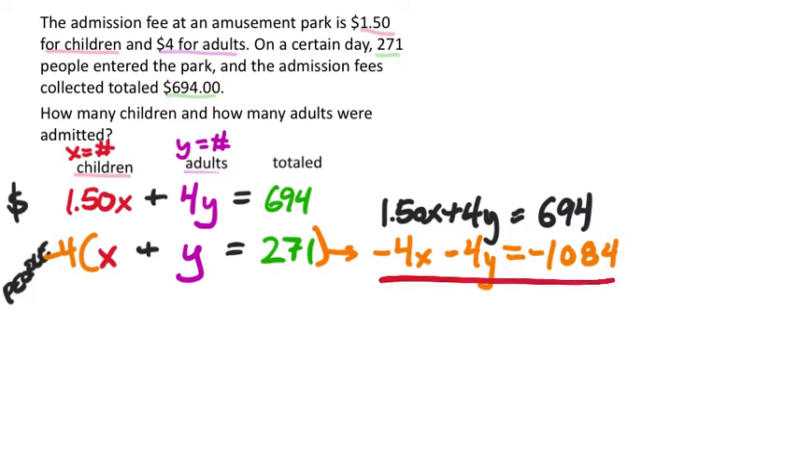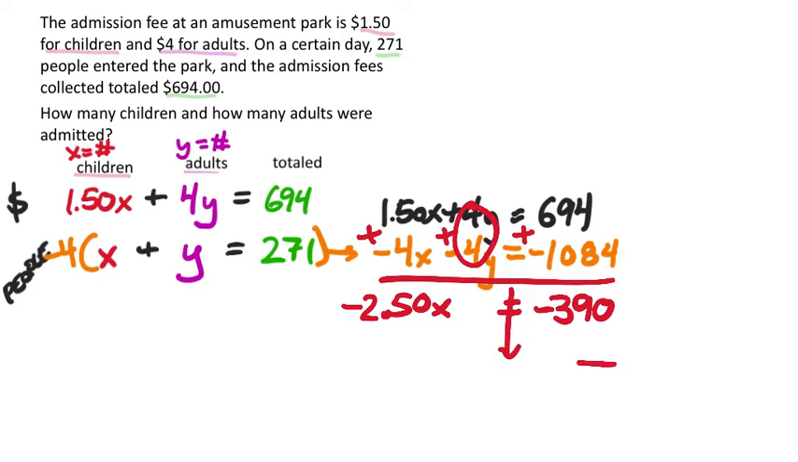So in solving this, I'm just going to add all the columns together. So 1.50x's minus 4x's would be negative 2.5x's. In fact, we make it negative 2.50x's. The 4y minus 4y, that zeroes out, just as we planned, that eliminated. And then we have 694 minus 1,084, which is negative 390. And again, I'm just using a calculator for that.